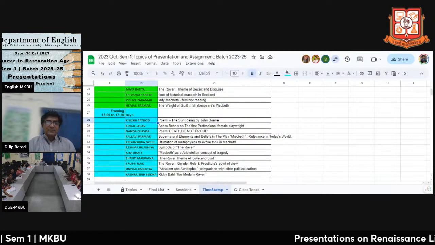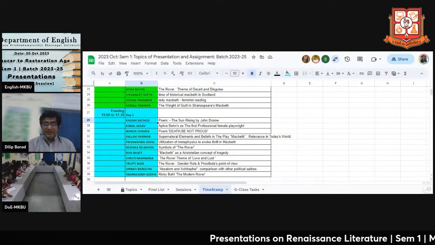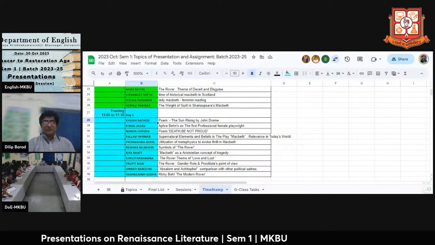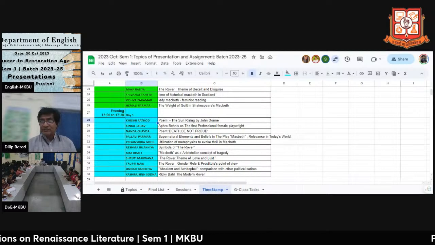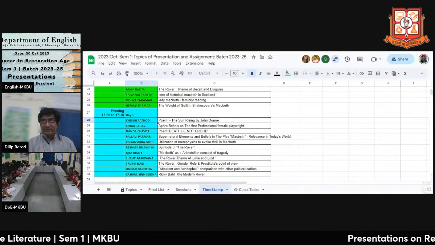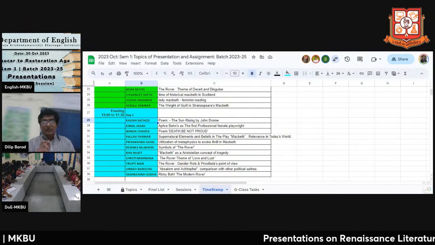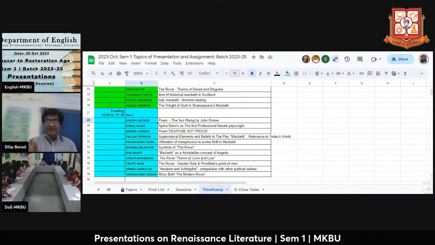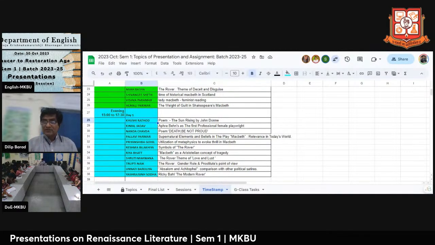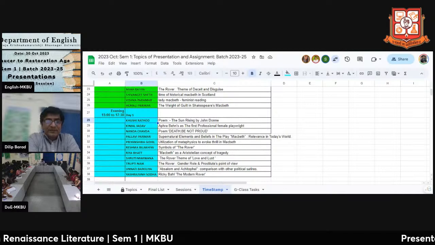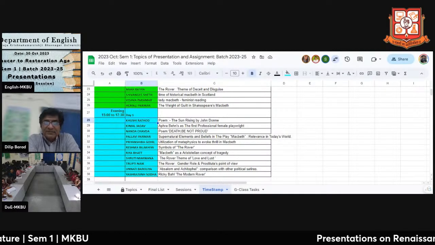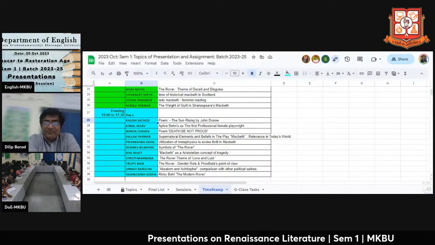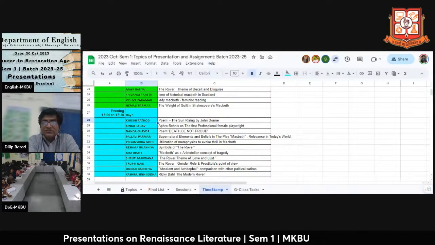PALLAVI: Supernatural elements and beliefs in the play Macbeth, colon, relevance in today's world. So with the colon placement, you have to be very careful. It should be near Macbeth. No space between the word Macbeth, the double inverted commas that you have made, and the colon that you put there. So, supernatural elements and beliefs in the, capital T is not required, in the play Macbeth, colon, relevance in today's world.